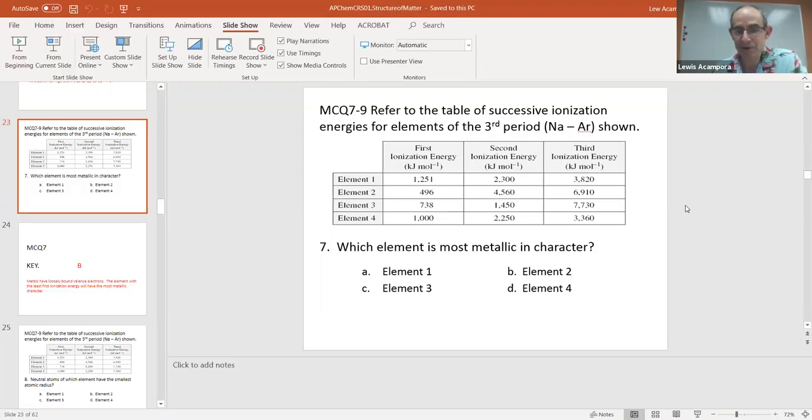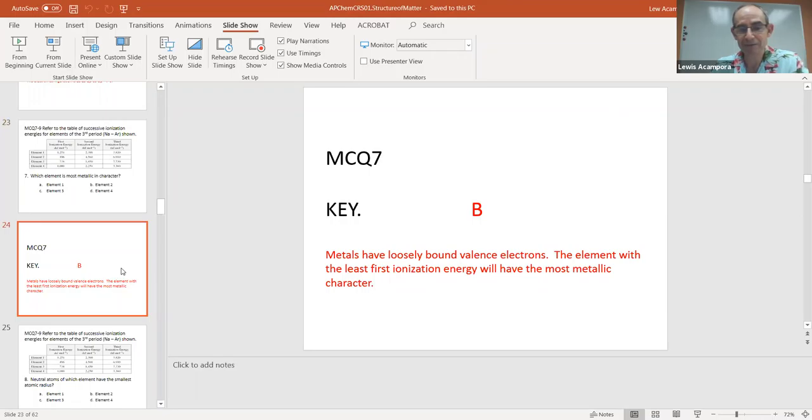And I hope most of you know that the metals are those elements on the left side of the periodic table, the ones that lose their electrons easily in chemical reactions, but even as pure metals, they share their electrons in what's called the electron sea model. This explains the conductivity of solid metals. And the most metallic would be the one, therefore, with the lowest ionization energy, and that would be element two. So we would expect to say that element two is the most metallic in character.